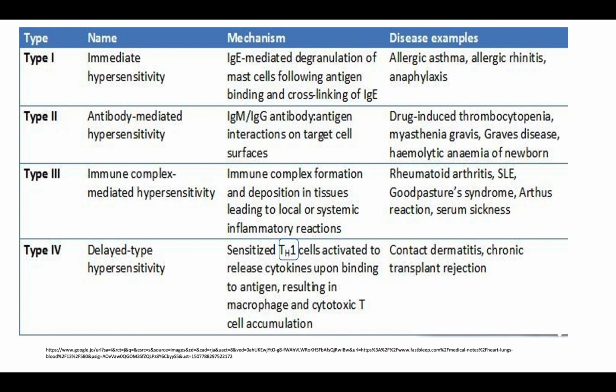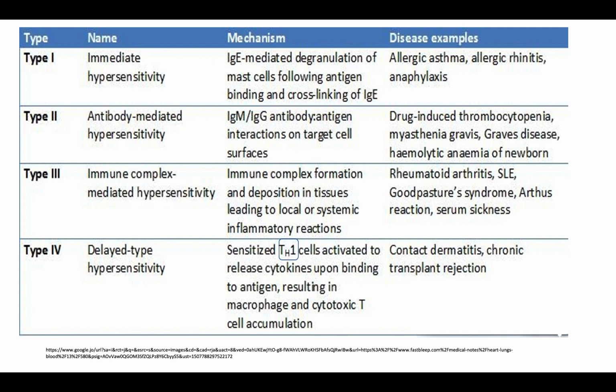So IgE was degranulation of mast cells. What comes out? Histamine. So histamine here is what causes the problem. IgM, IgG, here for example thrombocytopenia, drug induced. So you made these antibodies and then you are destroying your platelets. You're destroying, for example, these acetylcholine receptors in myasthenia gravis. Graves' disease, you are targeting the thyroid. Hemolytic anemia of the newborn, you are targeting red blood cells. So all these are where you have produced antibodies against a target cell.